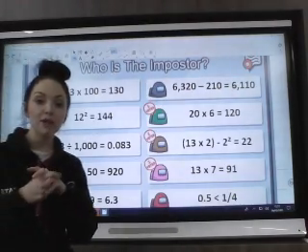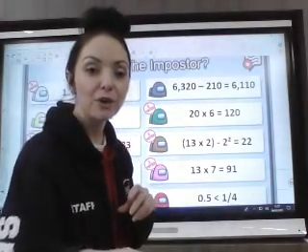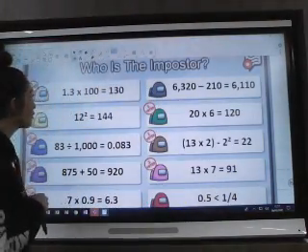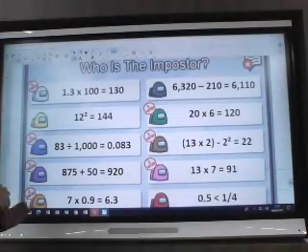Don't forget to take a quick picture of it for me and send it in with your maths work for today. I look forward to seeing how you get on.